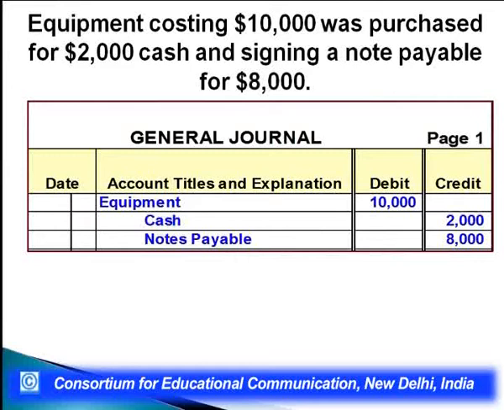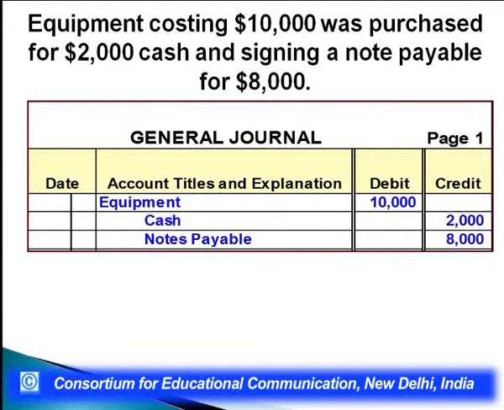Okay, so just to recall, why am I calling this entry composite or compound? Because I am debiting equipment and I am crediting two things. There are two items which are credited. We have two different accounts which are credited. One is cash, another is notes payable.